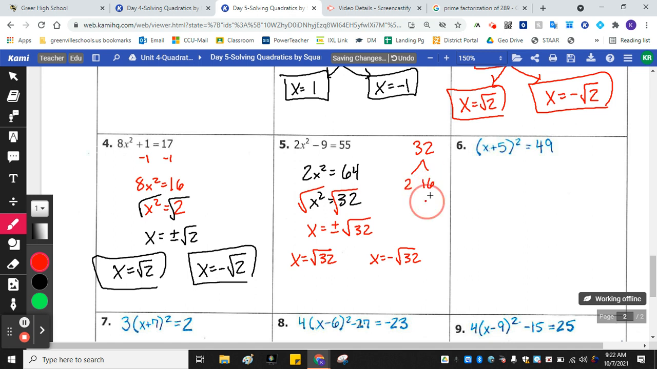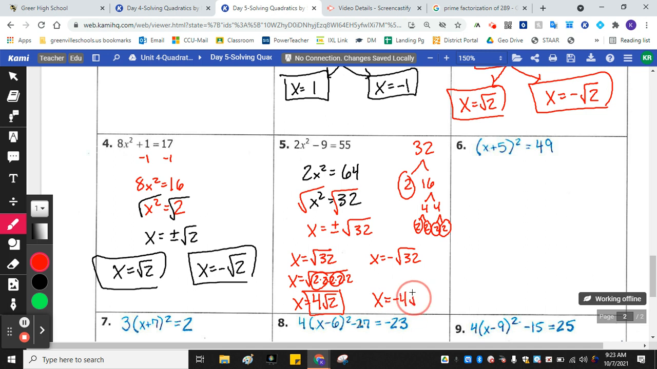1 and 32, 2 and 16, 4 and 4, 2 and 2, 2 and 2. 1, 2, 3, 4, 5 twos. Every 2, 1 comes out. So 4 square root 2. And I did it once already. I don't have to do it twice. So I know this is 4 square root 2. So this one would be negative 4 square root 2.